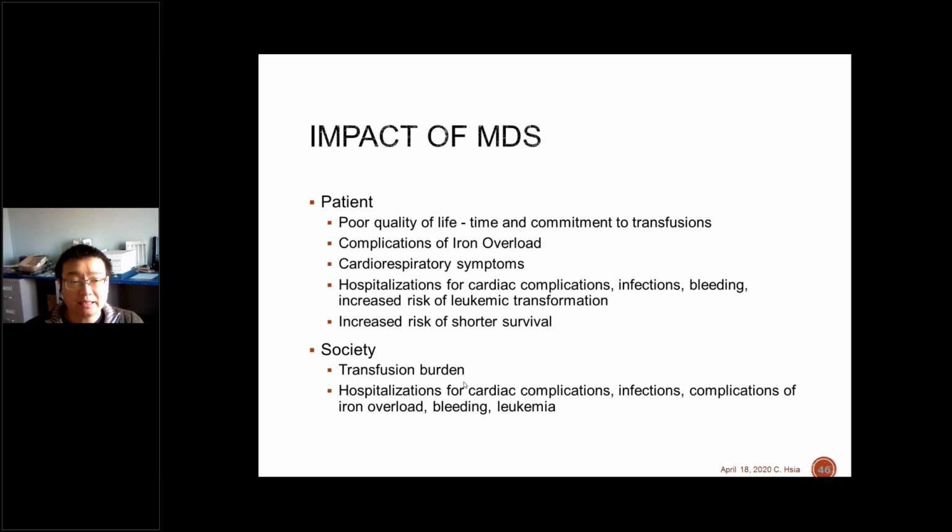The impact on society is that transfusion is not a magical resource that we have that's unlimited. Transfusions are a limited and very precious resource that are provided by volunteer donors in Canada. They're tested, there's a whole process, and they're expensive, okay? And they're not without risk either. Hospitalization for patients who have cardiac complications, infections, complications of their iron overload, bleeding, and when or if they transform into leukemia.